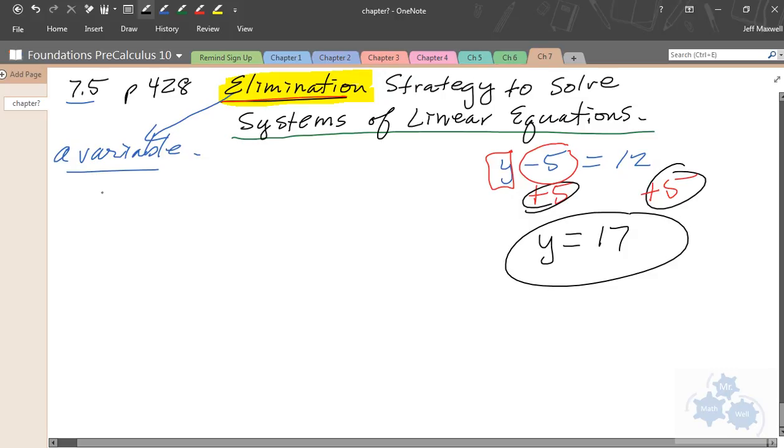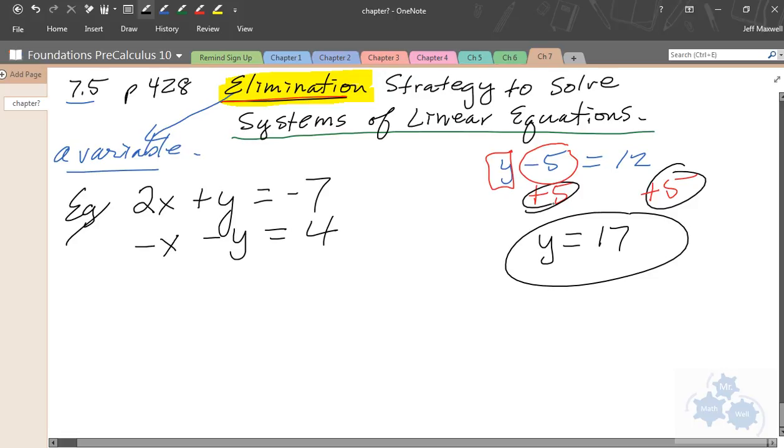So here's an example. Let's just say that I am given this as a system of equations. 2x plus y, you want to write this down, equals negative 7. And I'm also given negative x minus y equals 4. Now, this second equation looks a little funny, right? It's not in general form. It's not in y equals mx plus b or point slope or anything. But it's valid, okay?